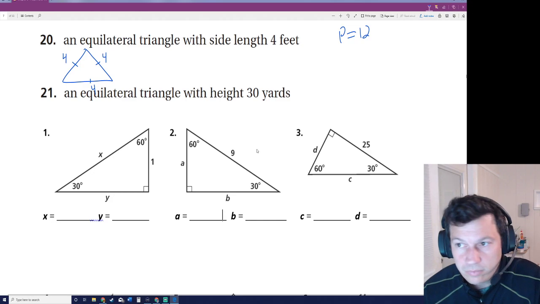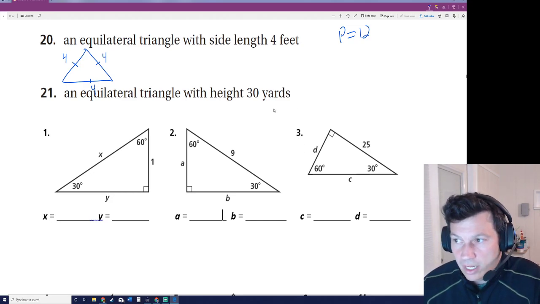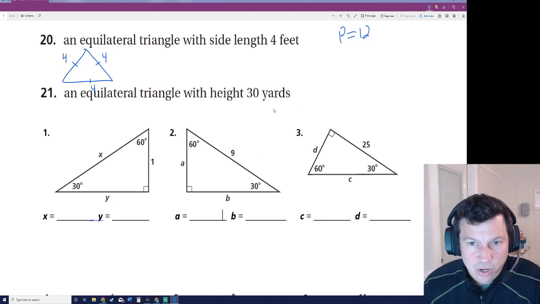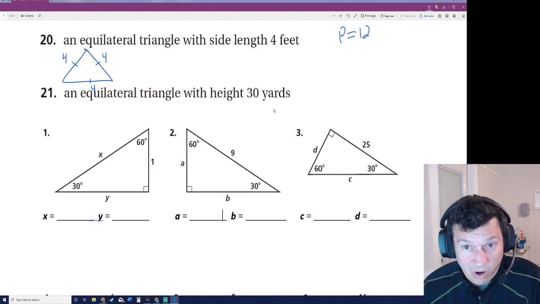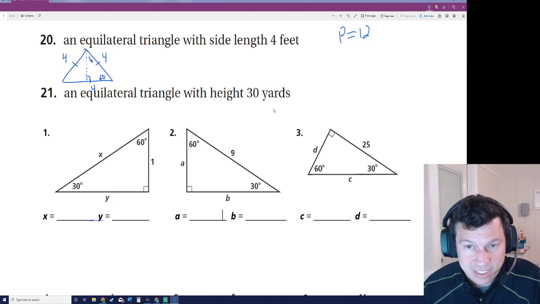So, the area, again, there's no height here. So what I should do is draw a height in. And what that does is it does a couple things. One, it makes a right angle. We know that's 60. We know that's going to be 30 because it splits that 60 in half. We know it's also splitting this bottom one into pieces, so it's 2, right? And 2.